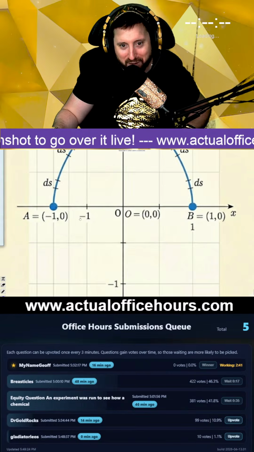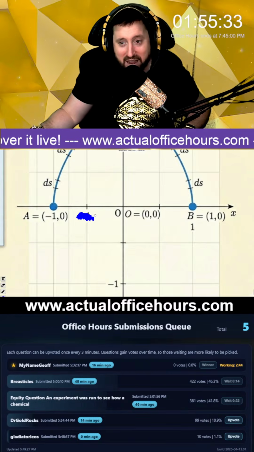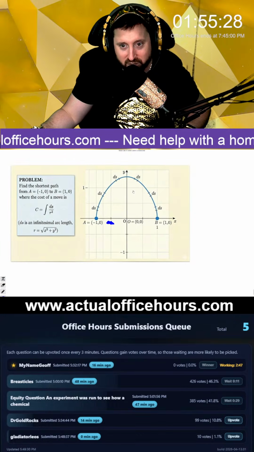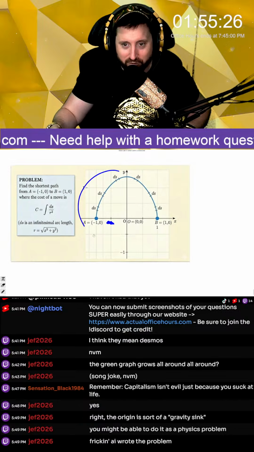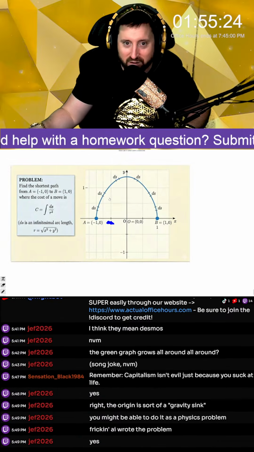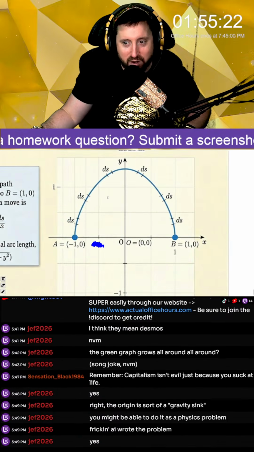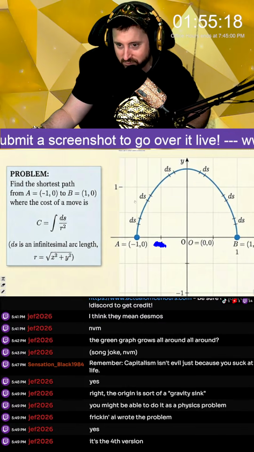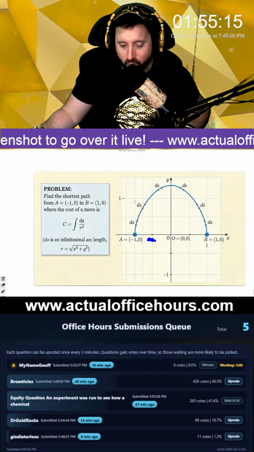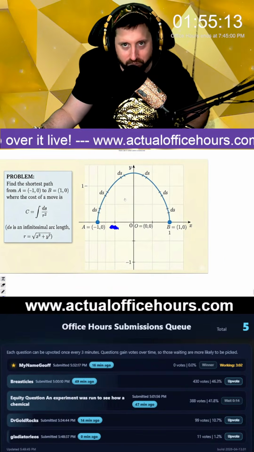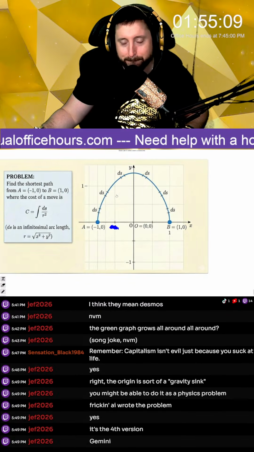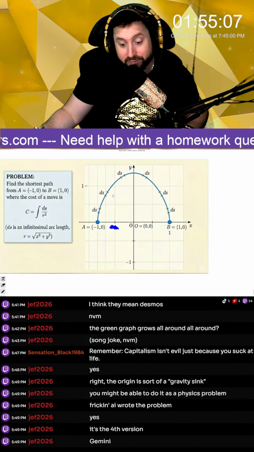Frickin' AI wrote the problem. Wait, did AI generate this graph too? That's pretty impressive actually. Seems like it, except I don't know what's going on here. Really? AI created this? This is cool. Wait, what? Is this your AI? Oh, is this the fourth version of you generating this question? Oh, this is Gemini. It's close. It's getting close, man.